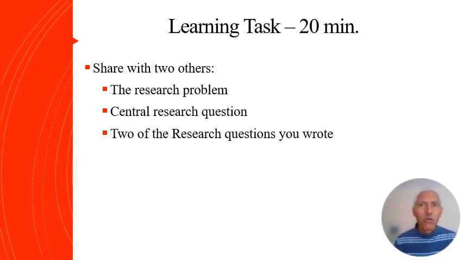So I would like you to go look at the research problem that you have already identified. Write your research problem and then change that into a central research question and see if you can come up with maybe 2 or 3 possible research questions related with your research problem. Okay, so once you have done that, I would like you to post it on our Google Classroom.